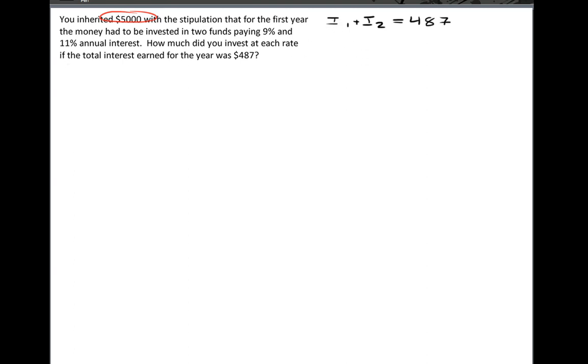So for this first amount of interest, let's call it X. X went into that first account. So then what goes into the second account? What's going to be creating the second amount of interest? Whatever's left. So 5,000 minus X. That's going into the second account. So it's 9% of X, and then we're going to have 11% of 5,000 minus X, and those two together are going to give us $487 somehow.